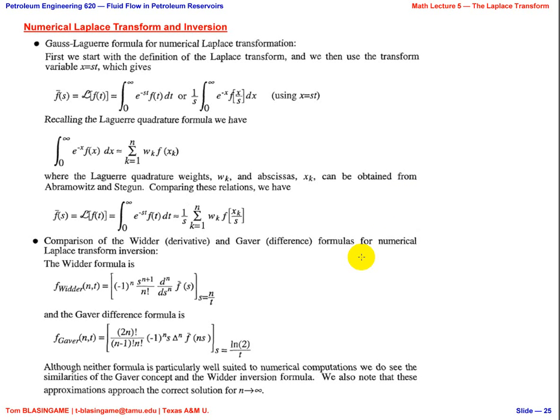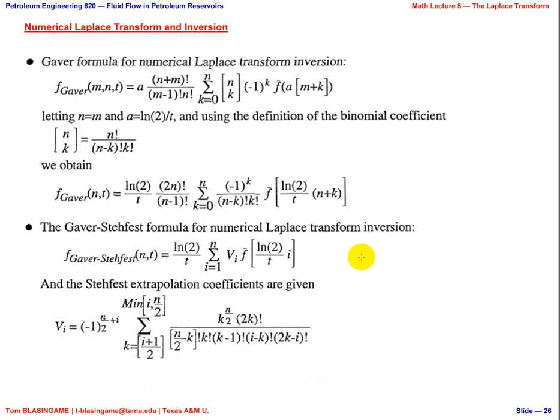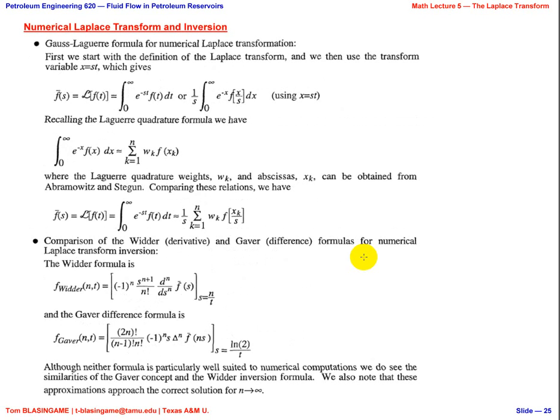So the first one is the Gauss-Laguerre formula for the numerical transform. And here, I don't think this one is covered later. I don't remember. And this one, the Gabor. Just to make clear, this one is from the real domain to the Laplace domain.